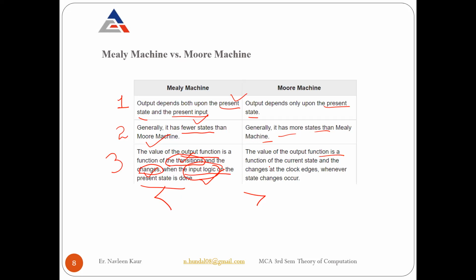Here, in Moore machine, the output function is a function of only the current state, and changes at the clock edges. This is a back-end work, that for every machine there is a clock that is controlling the work, right? But generally, your Moore machine is only dependent upon the current state. Whatever state change it goes to, whatever will be the next state, your output is only dependent upon the current state. Okay, here in Mealy it also depends upon the input logic.